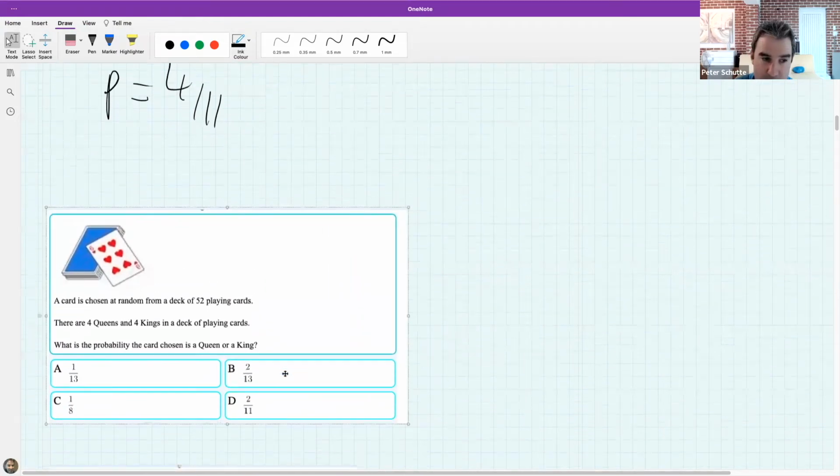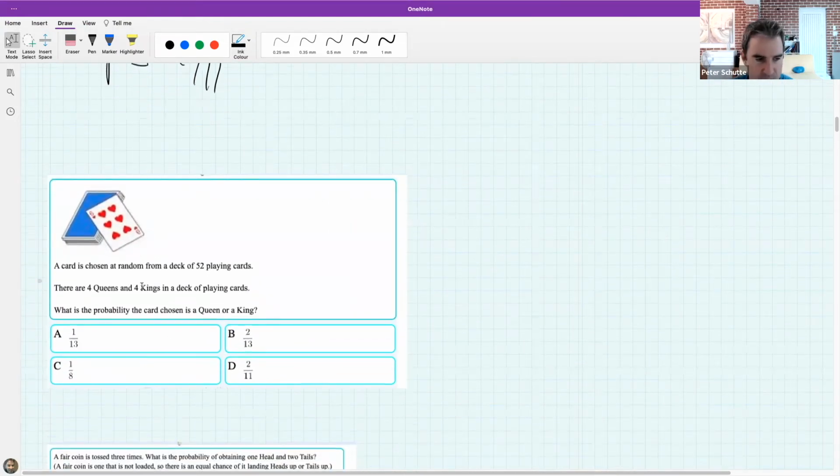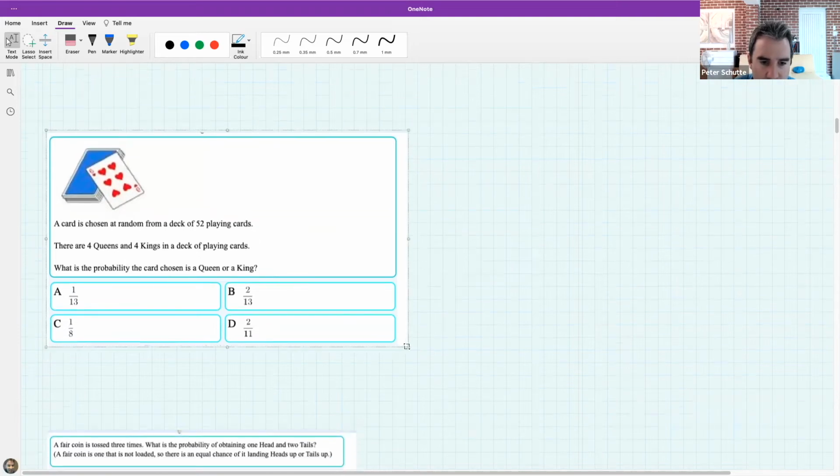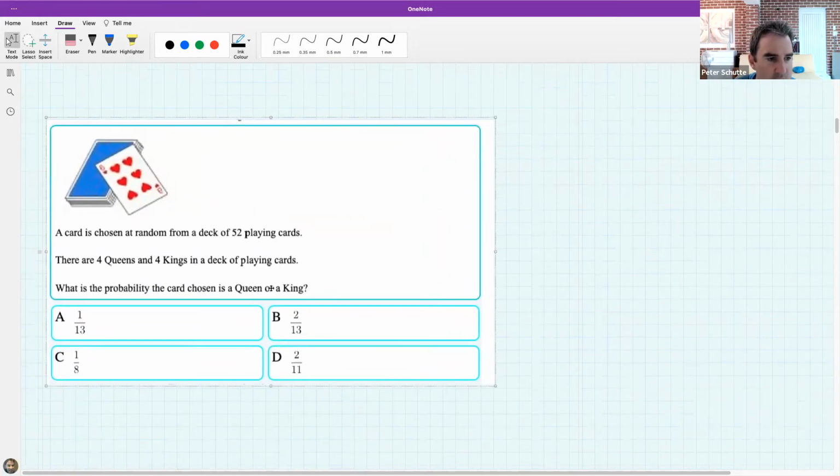Okay, I'm taking it up a little bit now, and we might need to get some help from the class. You've now got a pack of cards. So the sets that are involved are a bit bigger now. There are 52 cards in a playing pack. There are 4 queens and 4 kings, 1 for each suit. What is the probability that the card chosen is a queen or a king?